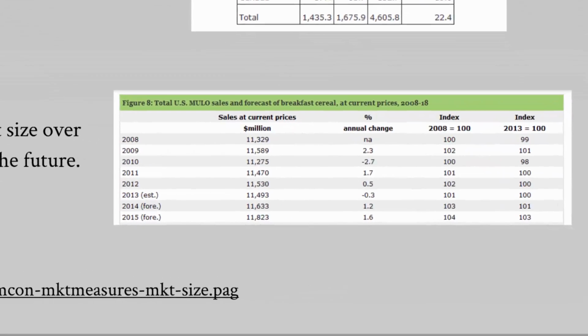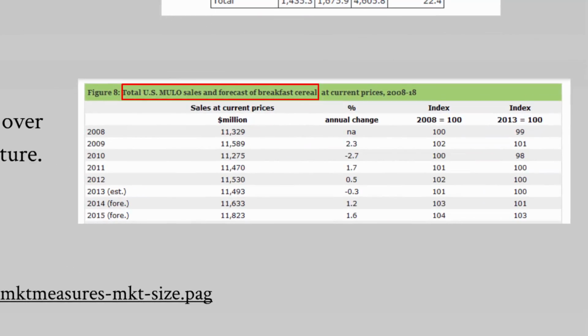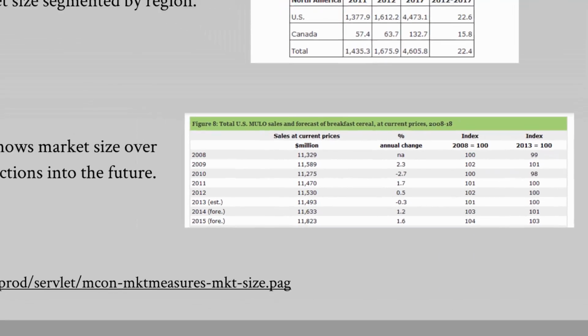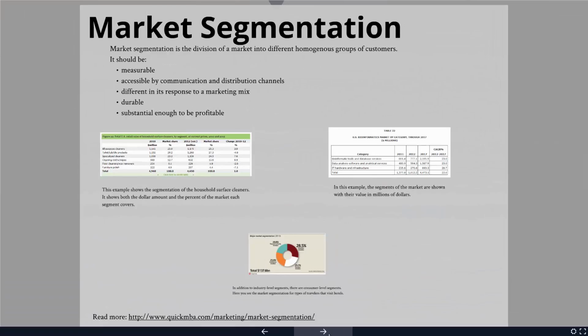Another example here are the total sales and forecasting of the breakfast cereal market. So it's showing you how big this market is. And if you were a company trying to start a new breakfast cereal product, this is what you would look at to try and determine, at least at a major macro level, how much of this market you might try and capture. And we'll get into some other facets of this in just a minute.